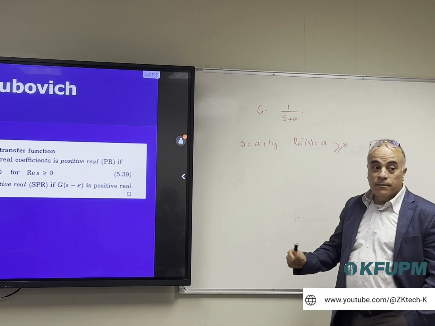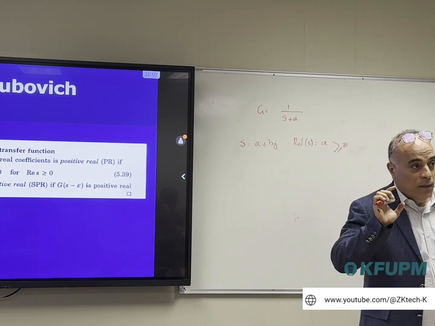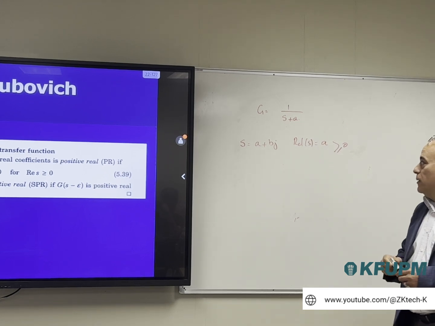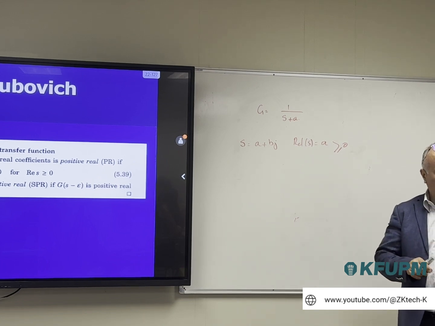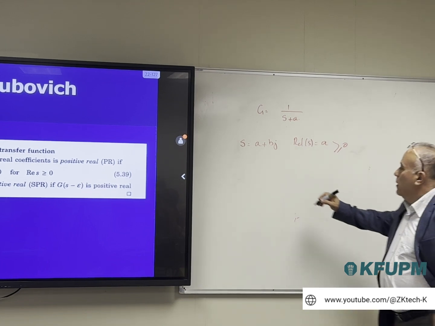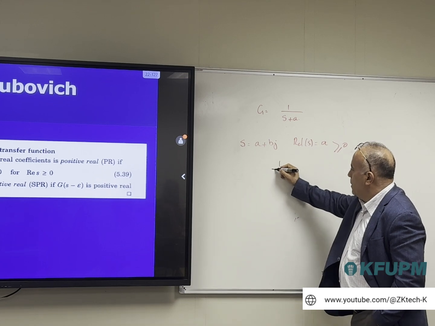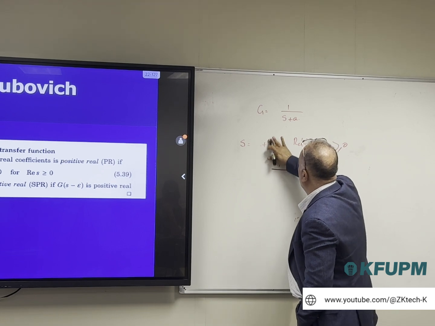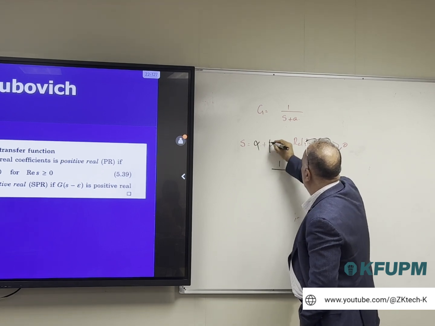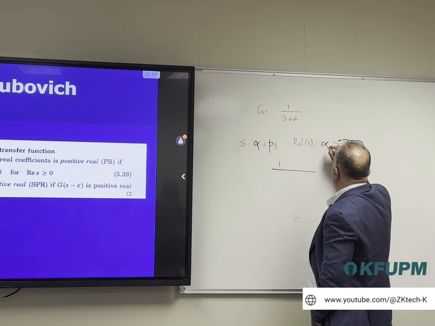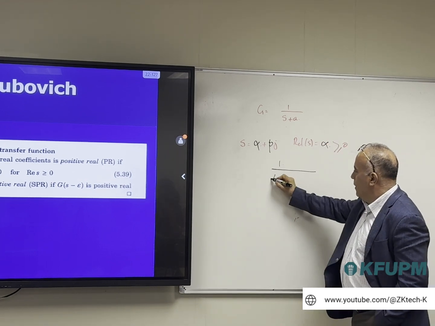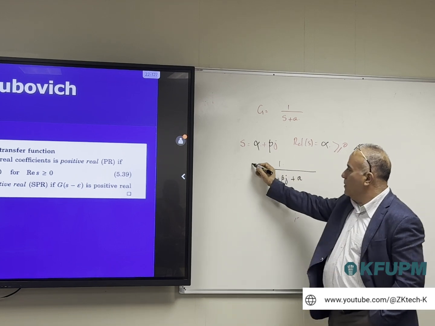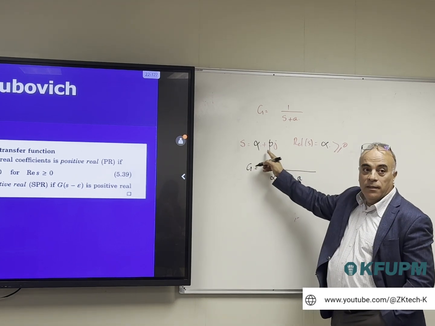Is it unstable here or not? I did not talk about stable and not stable. We're not looking at that. I'm still talking about positive realness. We'll see after that it will be related to stability. So if I put s inside, not a, we have to change to alpha plus beta j, so I have 1 over alpha plus beta j plus a. This is my transfer function if I replace s by this one.